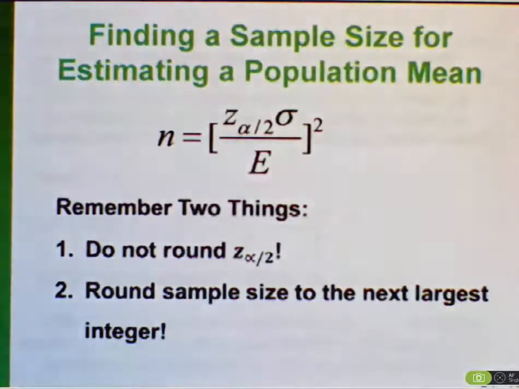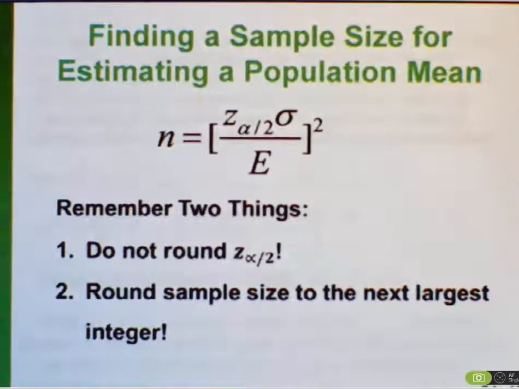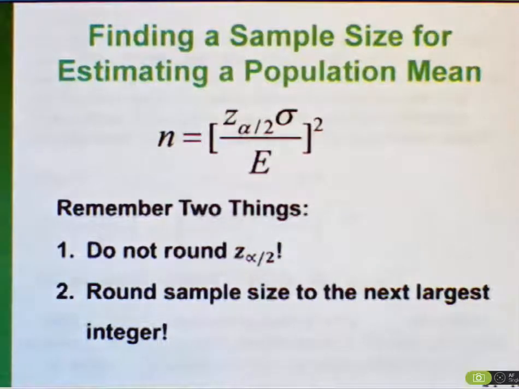All right, the last thing we need to talk about in this section is a formula for finding sample size for estimating a population mean. Just like in 7.2, we had two formulas for when the problem said find the sample size to estimate a population proportion. Here we're estimating a population mean instead of proportion.